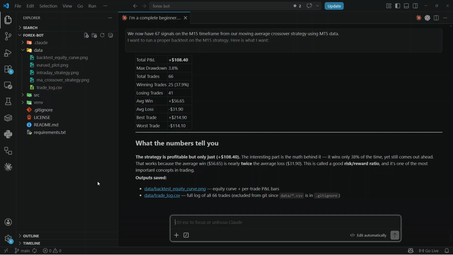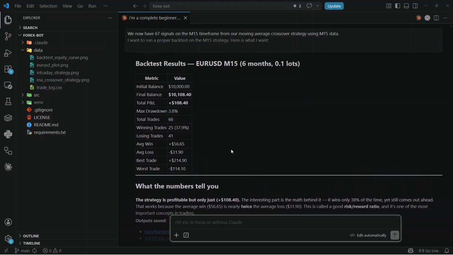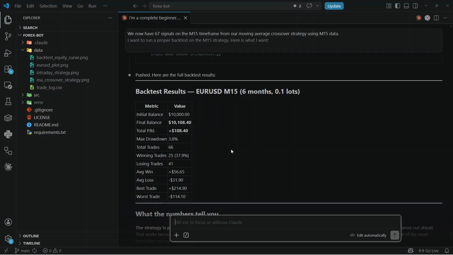Average winning trade: plus $56.65. Average losing trade: minus $31.90. The winners are nearly twice the size of the losers. So even though the strategy is wrong more often than it's right, when it's right, it's right in a big way. And the small, frequent losses get absorbed by the larger, less frequent wins. This is called a positive risk to reward ratio, and it's one of the most important concepts in trading. You don't need to win most of your trades to be profitable. You just need your winners to be bigger than your losses.